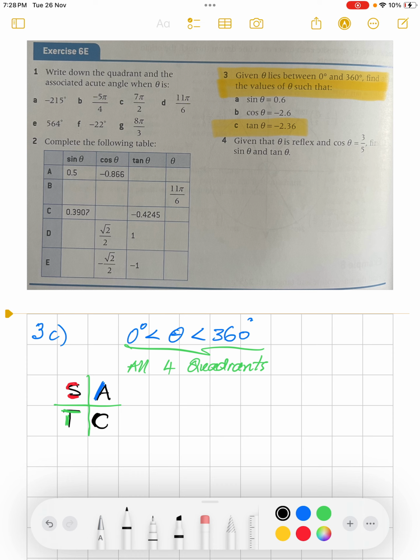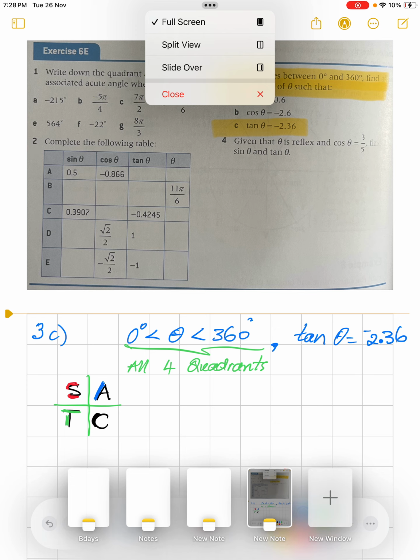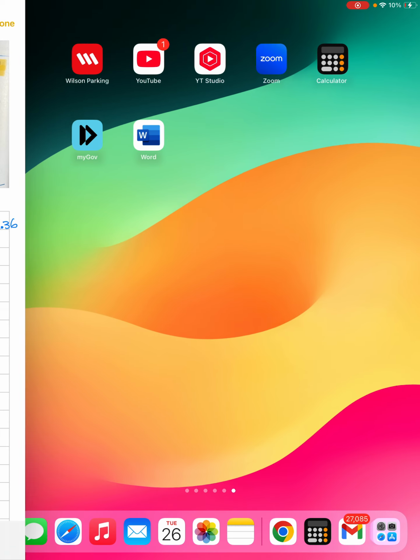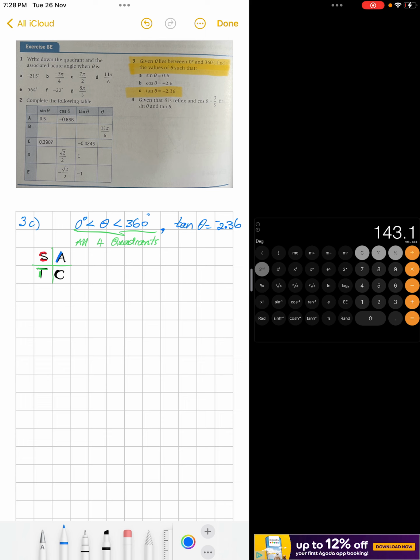Oh, I didn't finish writing the question. And we're told that tan of theta is negative 2.36. All right, we're going to need a calculator, so let's get a calculator ready.